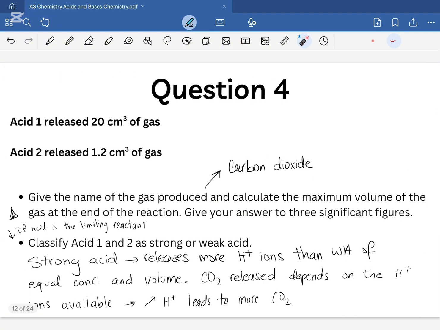Now the next question was, classify acid 1 and 2 as strong or weak acid. I need to know that a strong acid releases more H plus ion than the weak acid of equal concentration and volume. Therefore, if you look over here, we can find out that acid 1 released more CO2 gas. This indicates that acid 1 is a strong acid, whereas acid 2 is a weak acid, because the CO2 release depends on the H plus ions available. So a strong acid of the same concentration and volume will give more H plus ions, leading to more carbon dioxide being released.